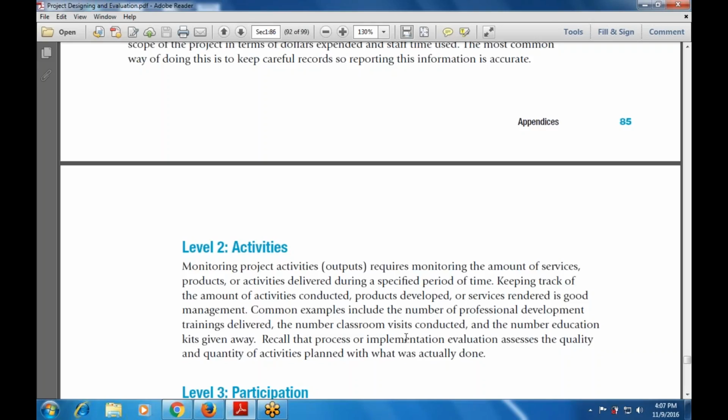And recall that process or implementation evaluation assesses the quality and quantity of the activities that were planned, compared with what was actually done. So that is also the activity, that's level number two.